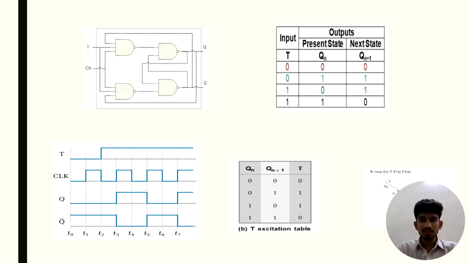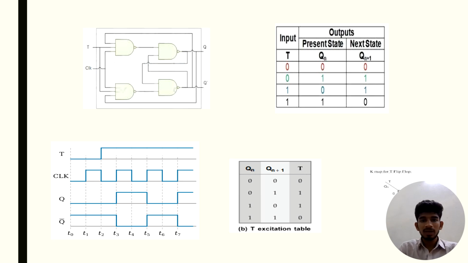The characteristic table of T flip-flop is: T is equal to 0, Qn is equal to 0, then Qn plus 1 is 0. T is equal to 0, Qn is equal to 1, then Qn plus 1 is 1. T is equal to 1, Qn is equal to 0, Qn plus 1 is 1. T is equal to 1, Qn is equal to 1, then Qn plus 1 is 0.